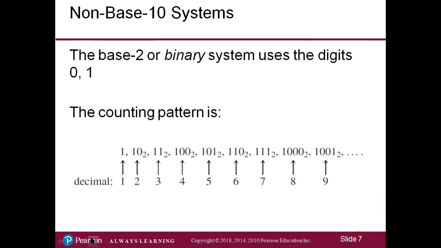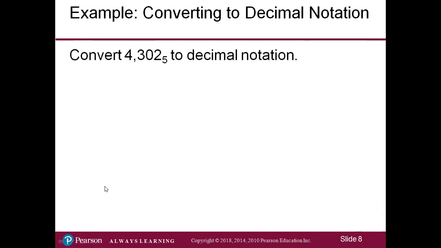All right, let's see. Now let's convert. So we're going to change 4,302 base 5 to decimal notation. So Hindu-Arabic and decimal notation and place value, base 10 system, those are all the same words. So sometimes they're asking us to convert it to Hindu-Arabic. That's our system. Sometimes they're asking us to convert something to base 10 notation. That's our system. And base 10 is decimal. That's what decimal notation means, base 10 system.